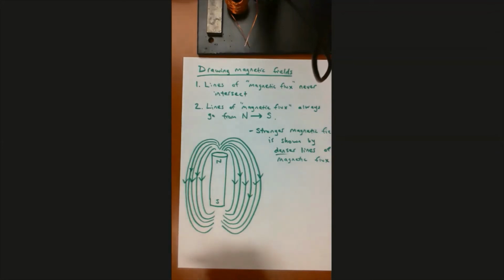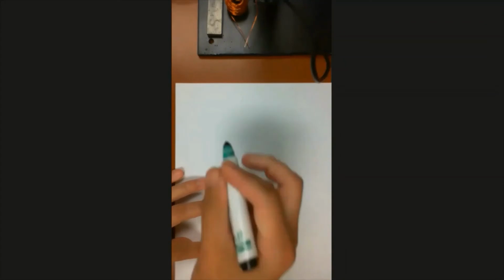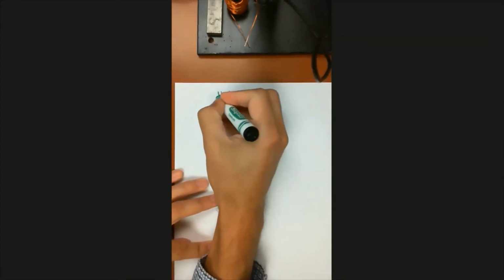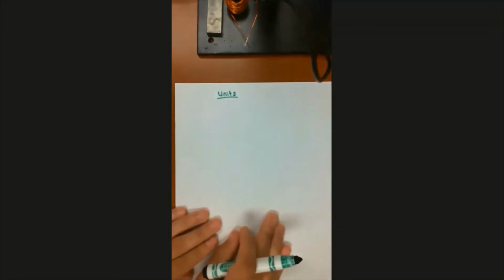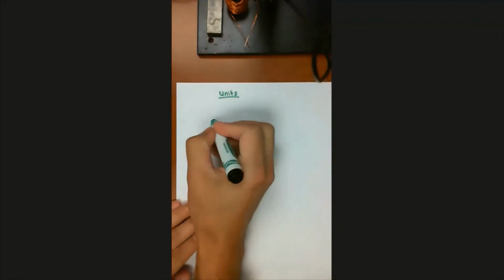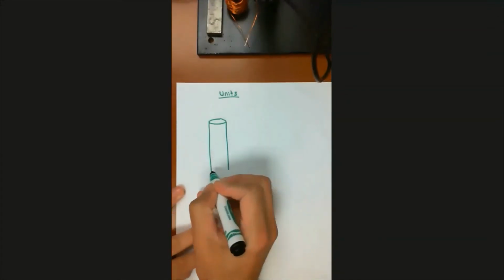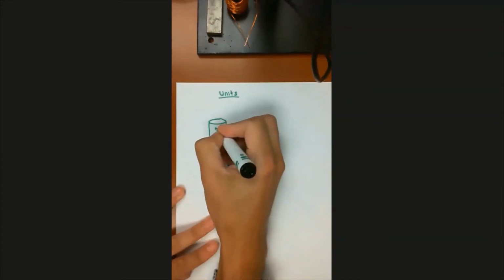The last thing I want to talk about in this video are the units related to magnetism, magnetic field strength and such. So let's say I have a magnetic field. This is my bar magnet.